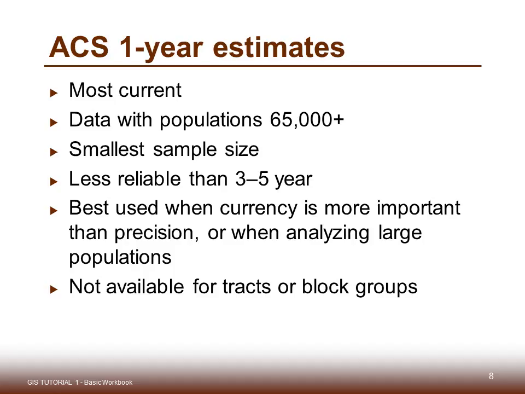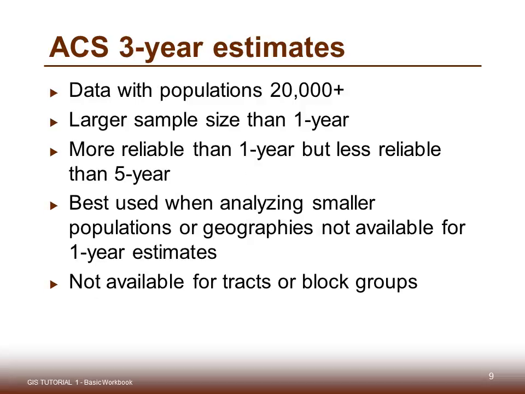The 1-year estimates are the most current, and they apply to data with populations of 65,000 plus. They're the smallest sample size of a unit within the census, and less reliable than the 3 to 5 year estimates. They're best used when currency is more important than precision, or when analyzing large populations. They're not available for tracts or block groups.